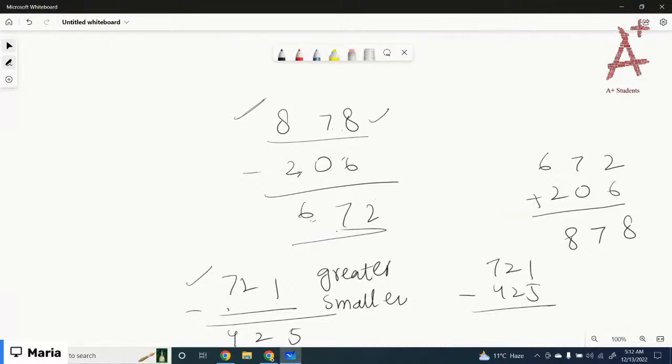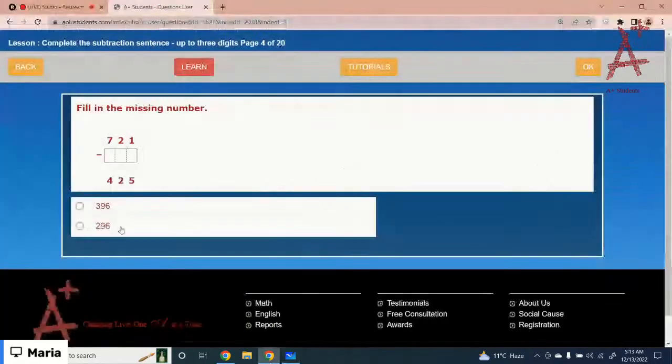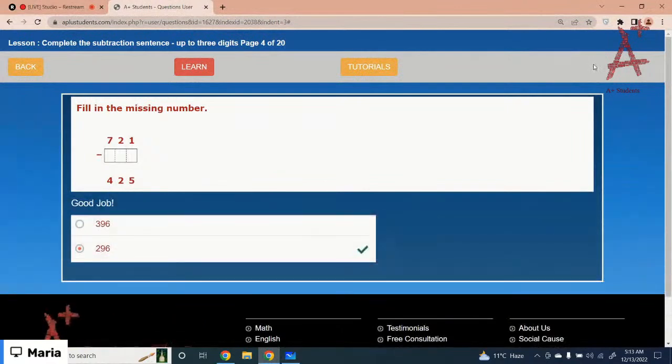Got it? It would be 11. 11 subtract 5 is 6. Here you have 6 and here you have 11. 11 subtract 2 is 9, and 6 subtract 4 is 2. That means the missing number is 296. Got it? This missing number is 296. Got it? Very good. So just select the correct option and click on the OK button.